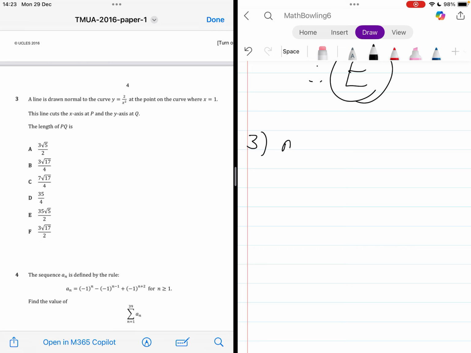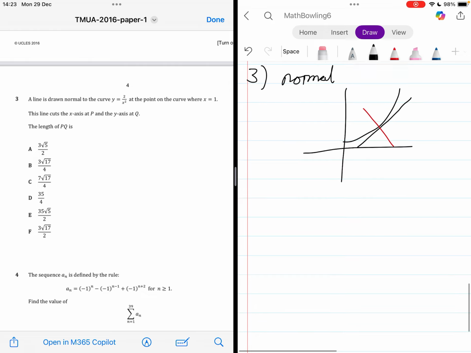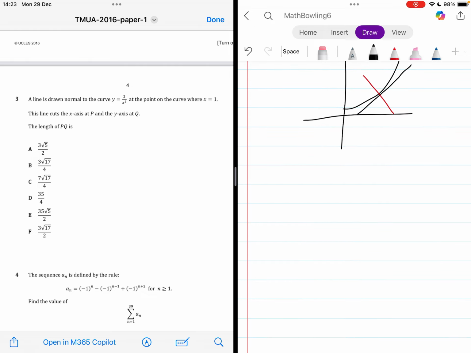So normal to the curve implies that, I'm sure you guys would know this, if we have a curve like this, in black is our tangent and in red is our normal. So where it cuts through it rather than tangent to it. If we draw 2 over x squared, we're going to have to draw it for the first quadrant. If you know your graphs, you know that it's going to look like that. And the point when x equals 1 is when we're going to have 2. So here we're going to have 1, 2, x, y.